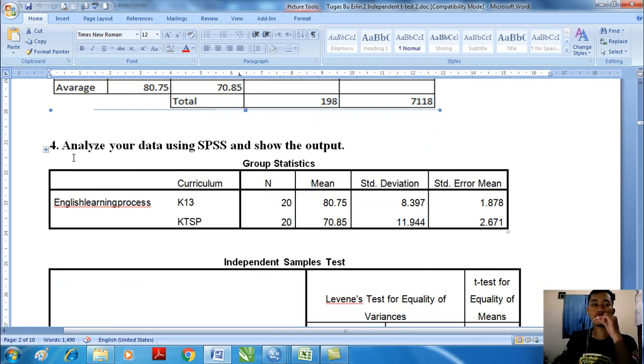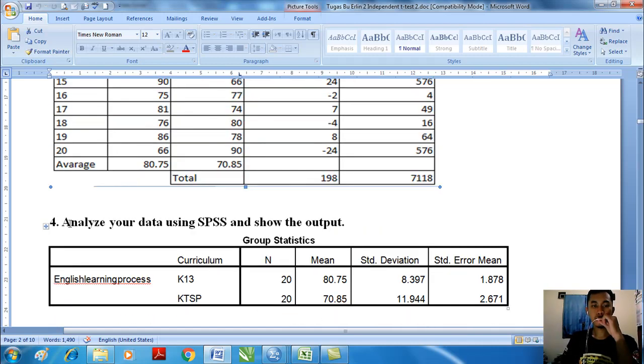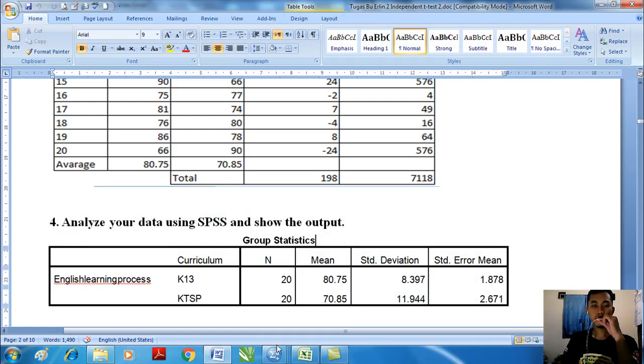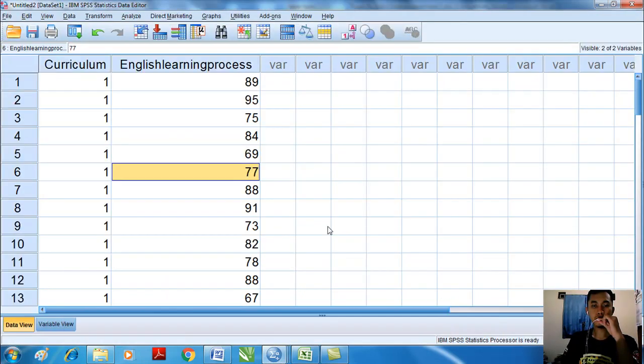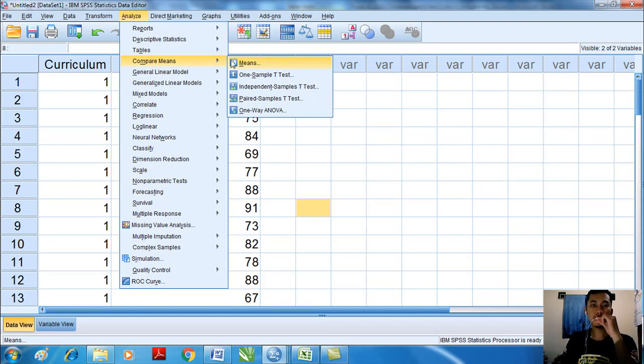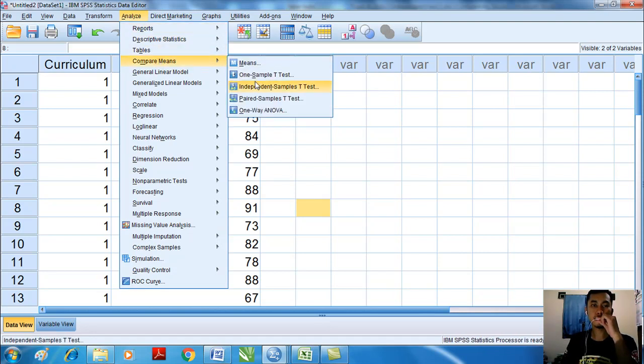The next question is analyze your data using SPSS and solve the output. Back to the SPSS data. First, you click analyze, compare means, and independent sample t-test. Repeat. You click analyze, compare means, and independent sample t-test.